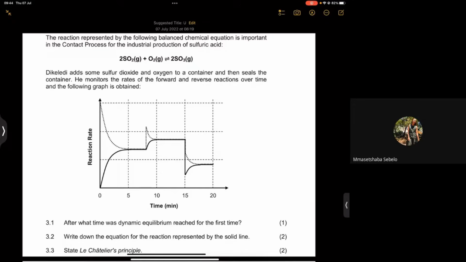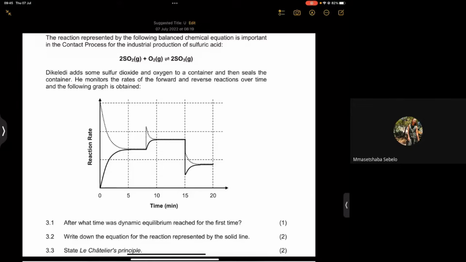Okay, so we've got the reaction that is represented by the following chemical equation, which is important for the contact process, which is the industrial production of sulfuric acid. He adds some more sulfur dioxide and oxygen to the container, and then seals the container. He monitors the rates of the forward and the reverse reactions over time.